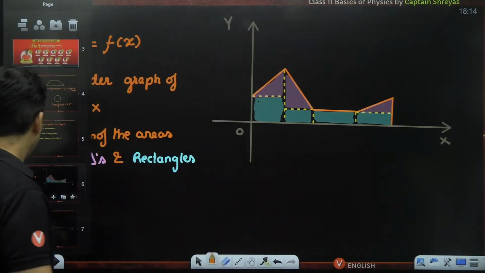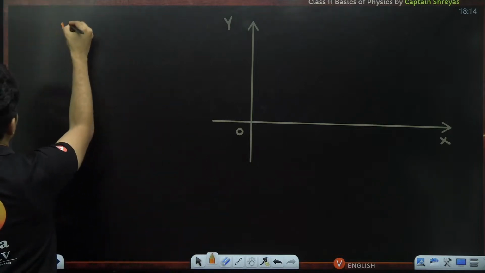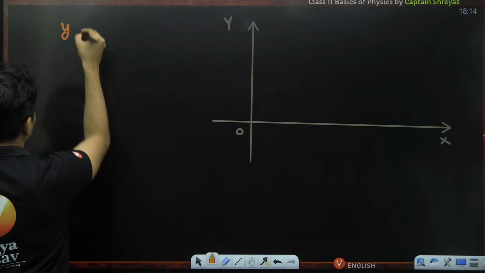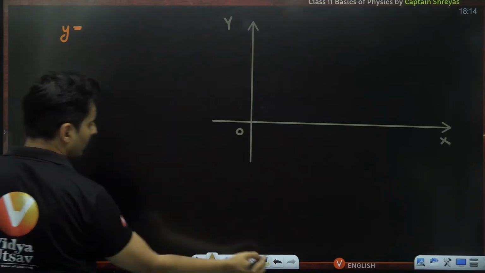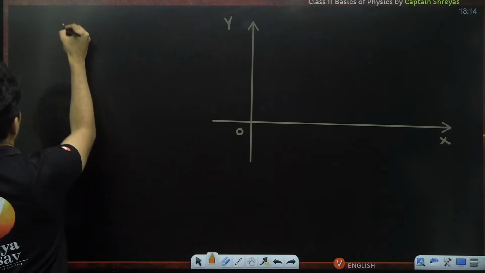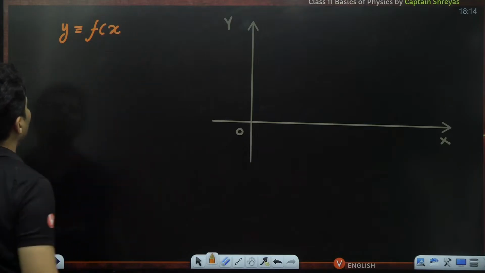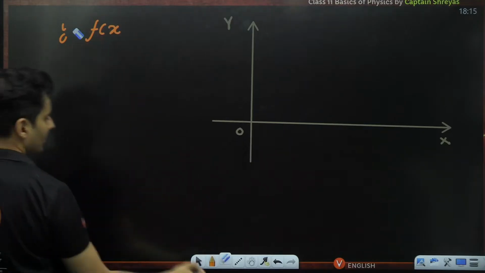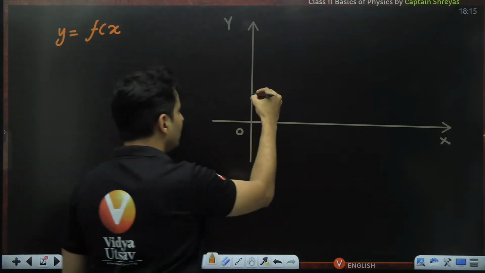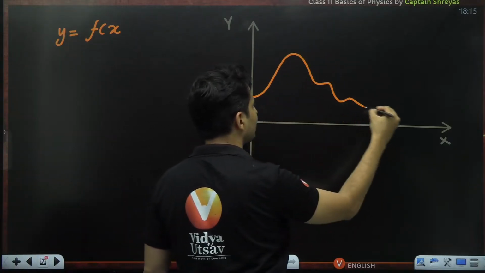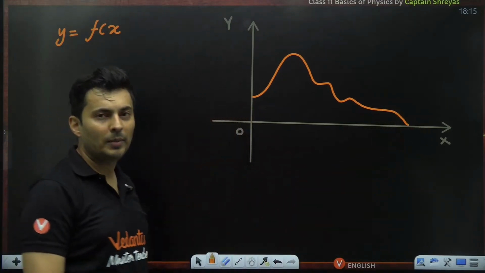The problem happens when our function y is equal to f of x happens to be some curve like this. Some curve like this. That's where the problem happens.